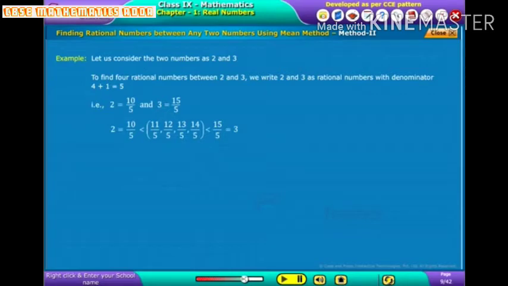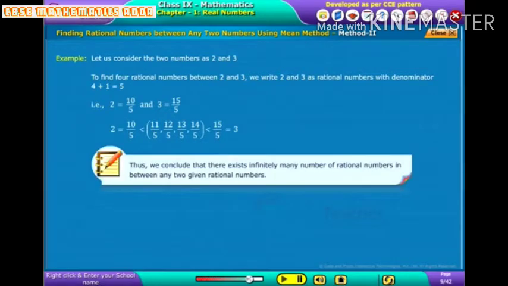Note: thus, we conclude that there exist infinitely many rational numbers in between any two given rational numbers.